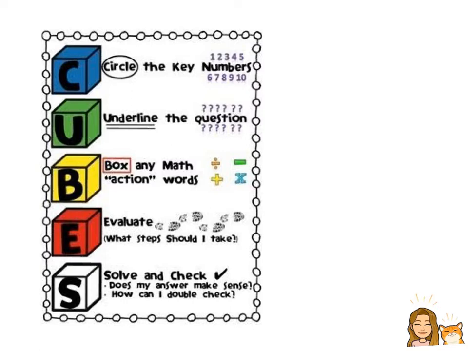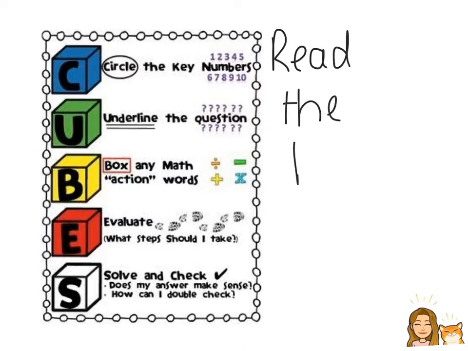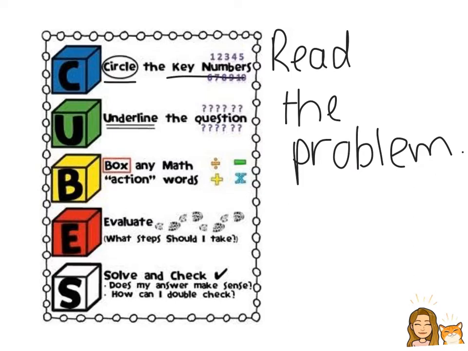Alright, the first thing you need to do when solving a word problem is you need to always read the problem. If you need to read it more than once, that is totally fine. Sometimes after you read it the second time, you begin to understand what the question is asking you to do. Alright, the next thing you need to do is circle the key numbers. Then after that, you need to underline the question. So the question tells you what you are looking for.